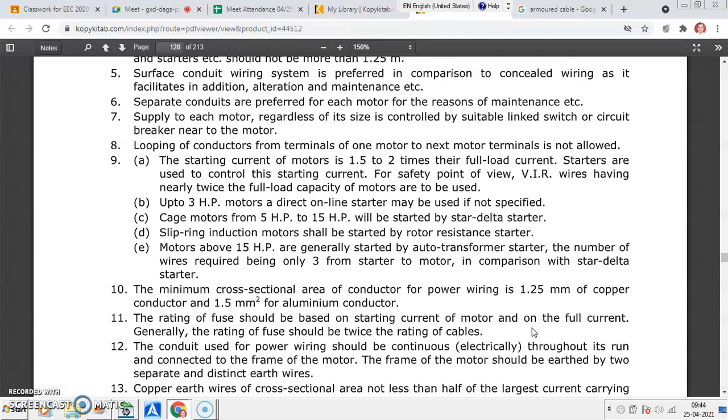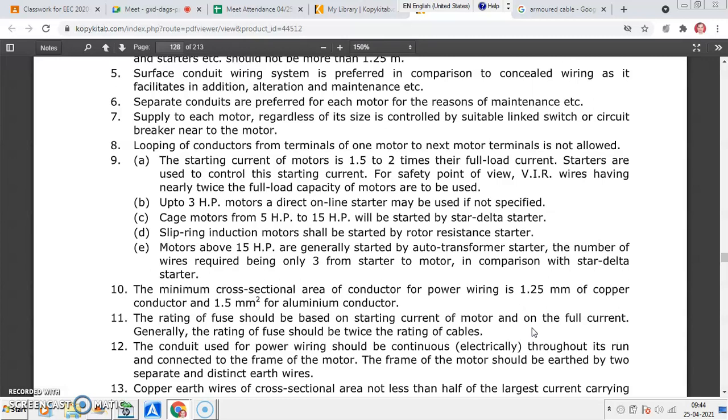Then slip ring motors, induction motors shall be started by a rotor resistance starter. Slip ring, especially wound rotor. So wound rotor machines are to be started with rotor resistance starter. Then motors above 15 HP are generally started by auto transformer starter.